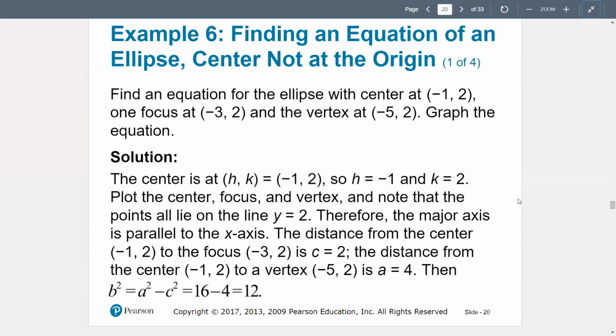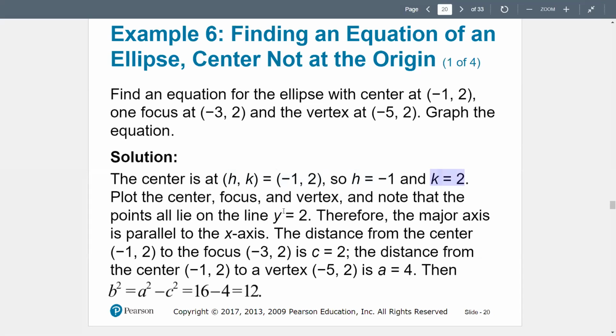All right, let's look at an example. Let's find an equation of an ellipse with a center at (-1, 2), one focus at (-3, 2), and a vertex at (-5, 2), and then graph the equation. So let's break down what we have. Our center is (h, k), and it's given as (-1, 2). So we have h at -1, and we have k at 2.